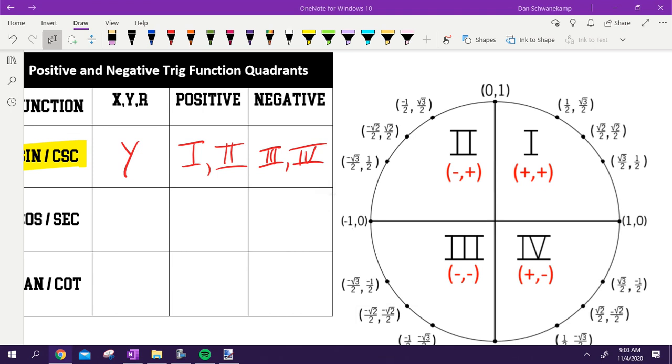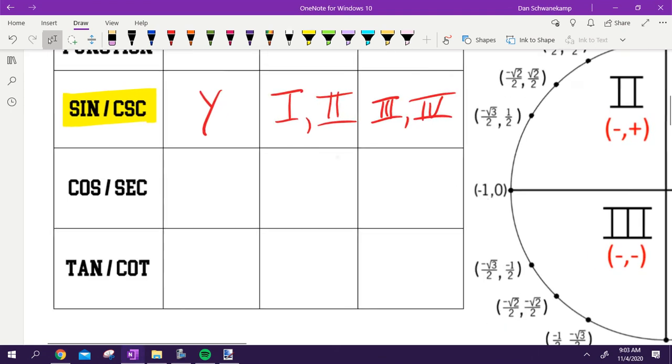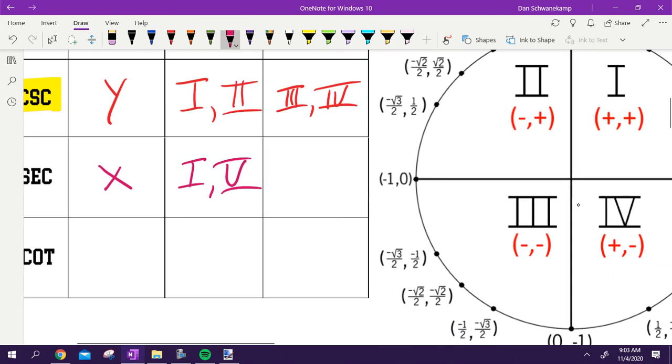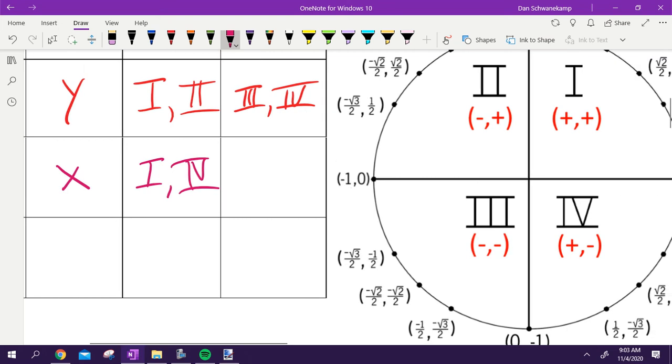So if we are talking about cosine and secant, Sam, what are we thinking about with cosine and secant? X. And in which quadrants is your X going to be positive? First and fourth quadrant, because I want the X to be positive. If I go to the right, my X is going to be positive. So obviously I'm negative in quadrants 2 and 3. When I go to the left, my X is negative.